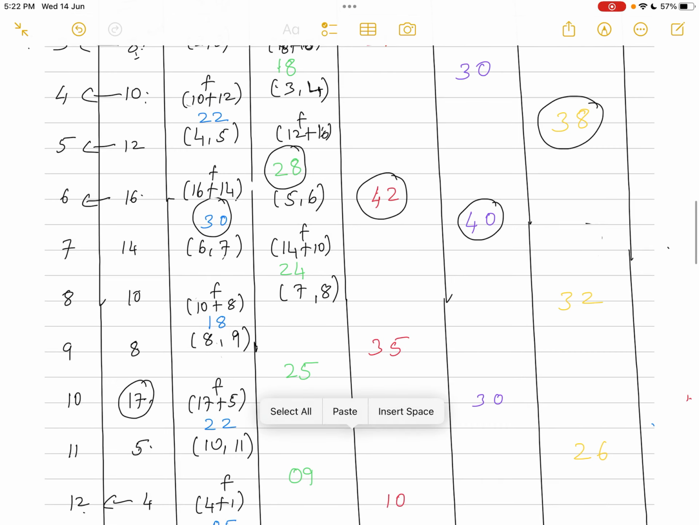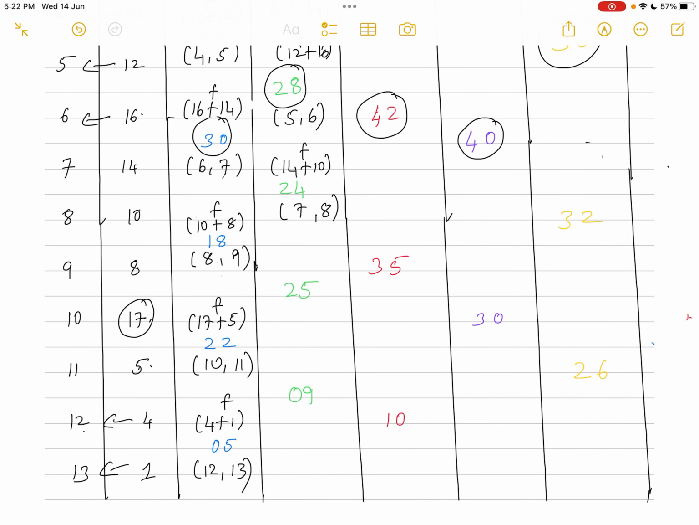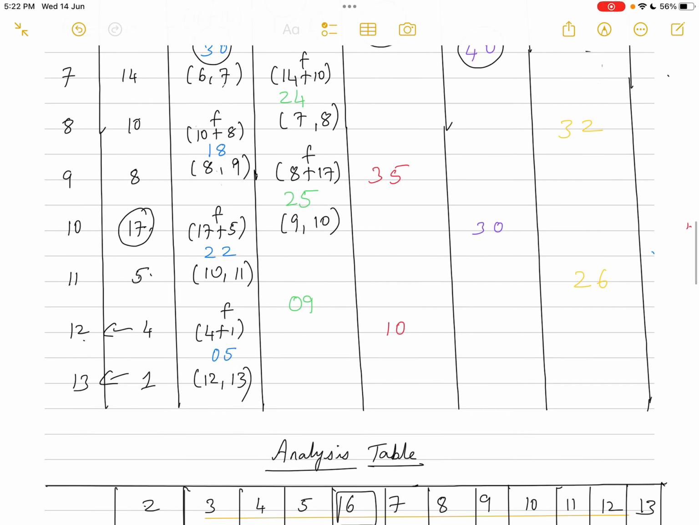So the corresponding x value is 7 and 8. Okay. Then the next one is 8 and 17, the frequency of 8 and 17. 8 plus 17. So corresponding to 8, the x value is 9. Corresponding to 17, the x value is 10.